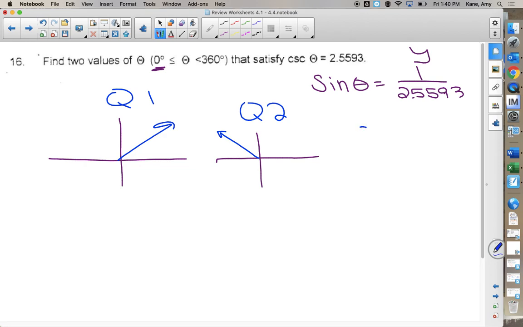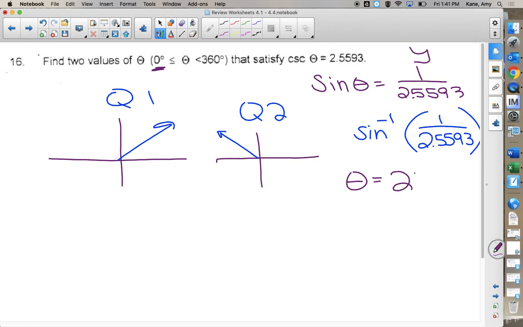Plug this in. You're taking the inverse sine of 1 divided by 2.5593. And Maya, what answer did you get from the calculator? Maybe that should be the first step. Look to see how we want our angle to be. 23. Yeah, that sounds good. 23 degrees.